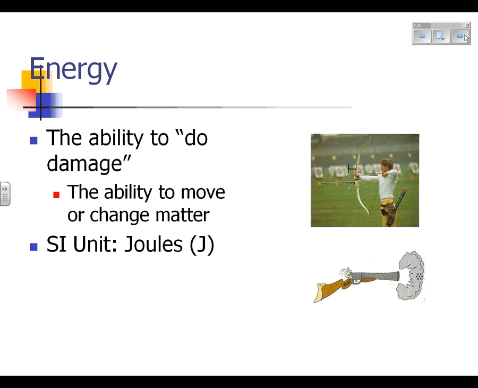All right, are we good on what energy is? Yeah. The ability to do damage.